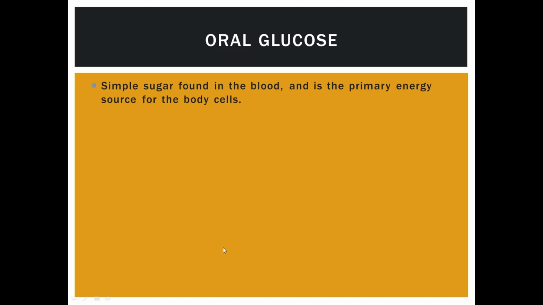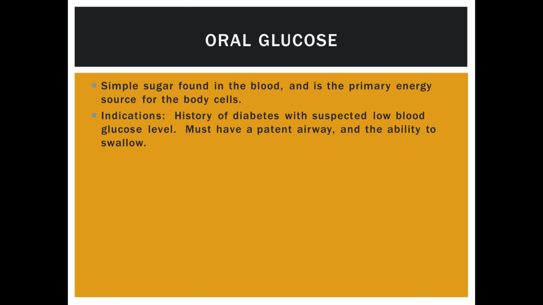Next, we are looking at oral glucose. So oral glucose is a simple sugar found in the blood, and it is the primary energy source for the body's cells. Our indications where we would actually administer oral glucose is going to be a history of diabetes with suspected low blood sugar level or known low blood sugar level.